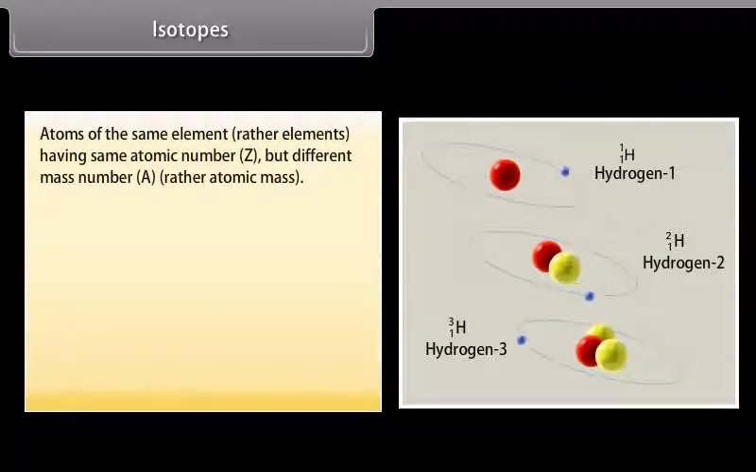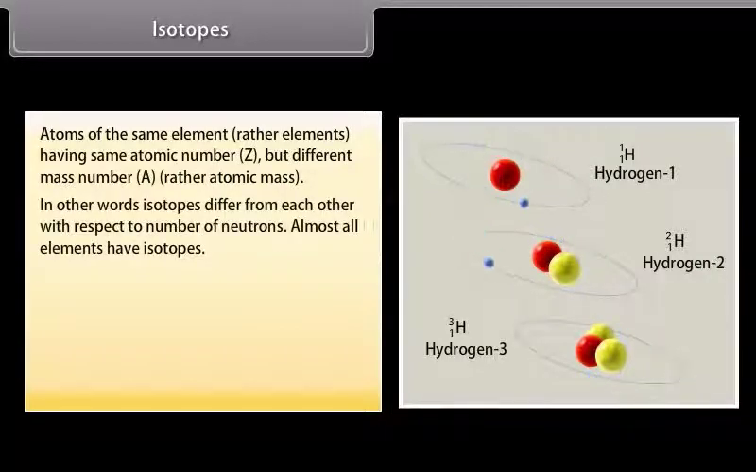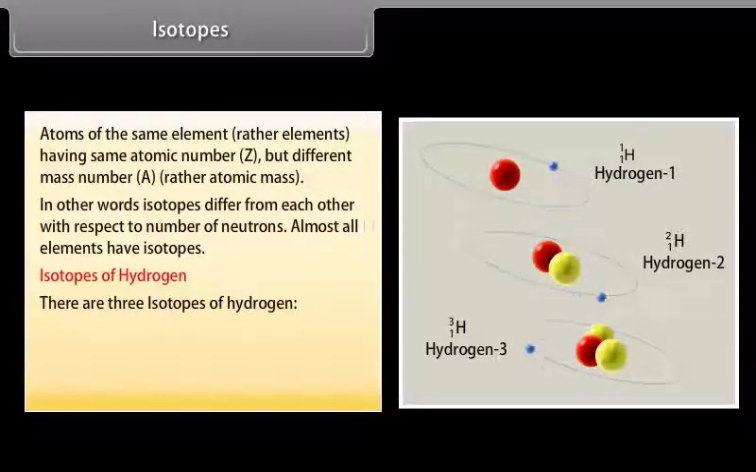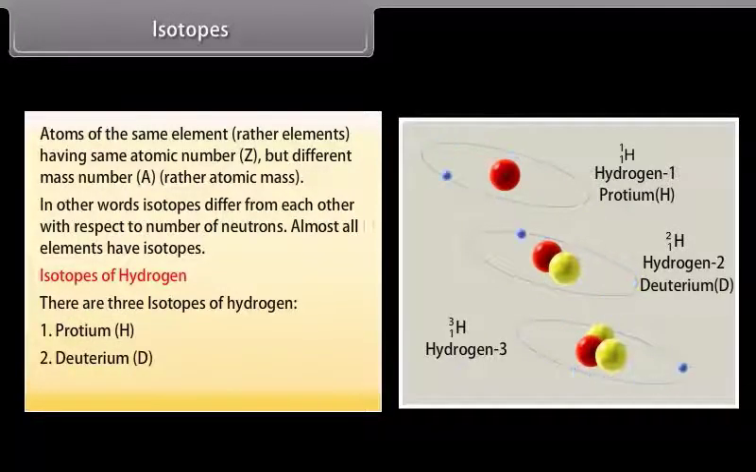Atoms of the same element, rather elements having the same atomic number Z but different mass number A, rather atomic mass. In other words, isotopes differ from each other with respect to the number of neutrons. Almost all elements have isotopes. Isotopes of hydrogen. There are 3 isotopes of hydrogen: 1. Protium. 2. Deuterium. 3. Tritium.